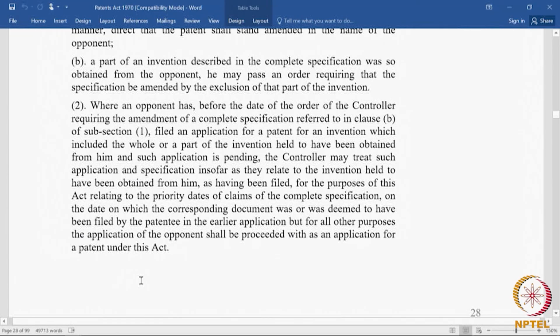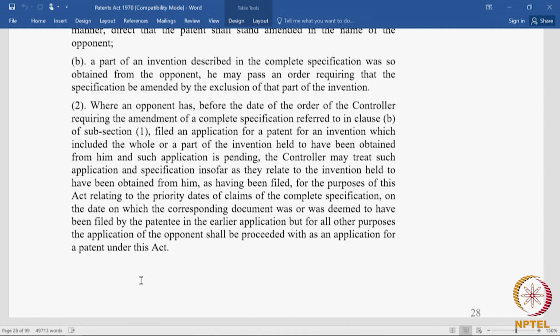2. Where an opponent has, before the date of the order of the controller requiring the amendment of a complete specification referred to in clause b of subsection 1, filed an application for a patent for an invention which included the whole or part of the invention held to have been obtained from him, and such application is pending, the controller may treat such application and specification, insofar as they relate to the invention held to have been obtained from him, as having been filed for the purposes of this Act relating to priority dates and claim of the specification on the date on which the corresponding document was or was deemed to have been filed by the patentee in the earlier application, but for all other purposes the application of the opponent shall be proceeded with as the application for a patent under this Act. This is a lengthy provision, you may have to read it in some detail.